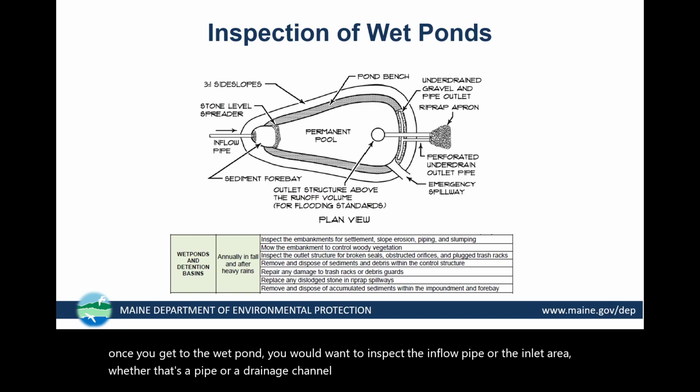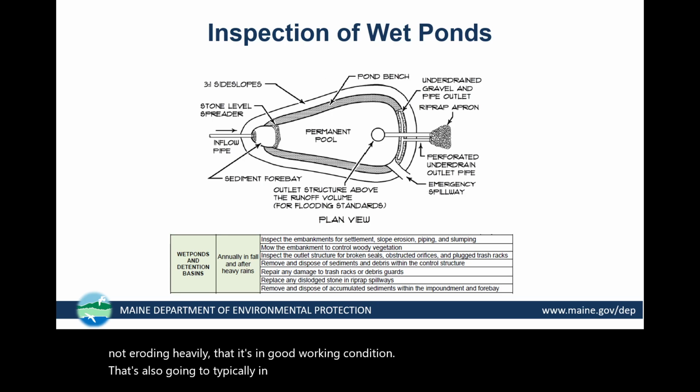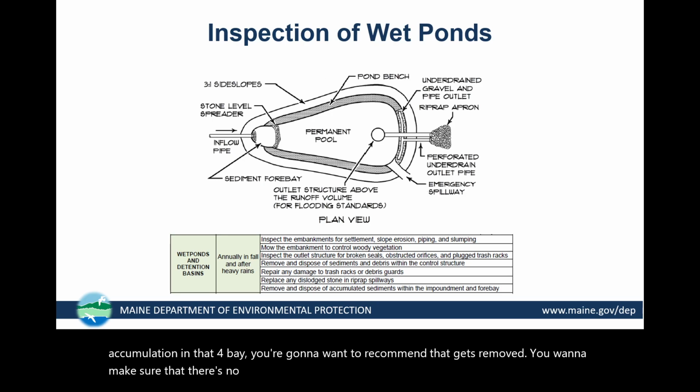You want to inspect that to make sure that it's not eroding heavily, that it's in good working condition. That's also going to typically include the sediment forebay. If you see a lot of sediment accumulation in that forebay, you're going to want to recommend that gets removed. You want to make sure that there's no woody vegetation growing in that riprap area.